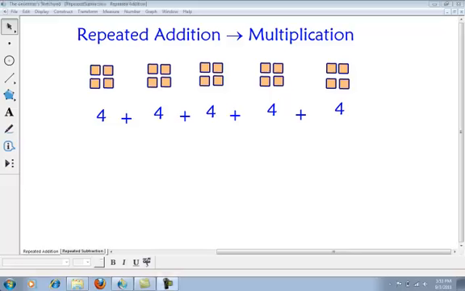In this lesson, we're going to look at different ways to do division. Now, before we look at this way to do division, we're going to back up and think a little bit about multiplication.